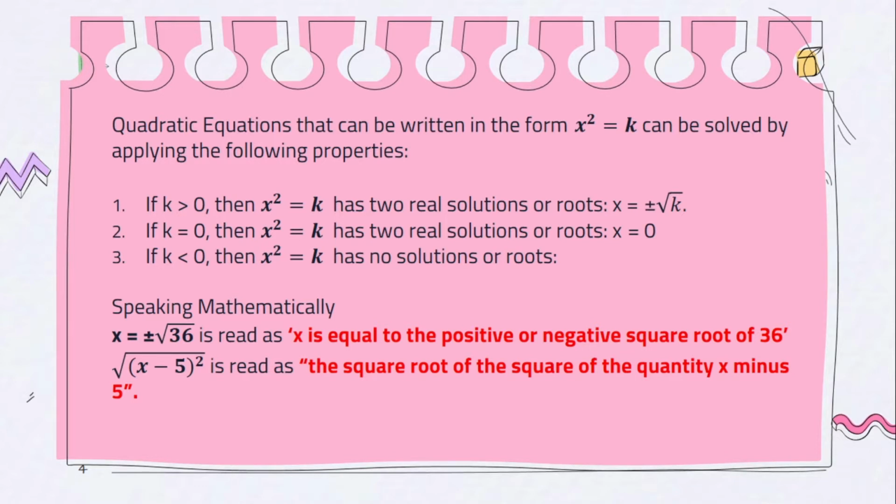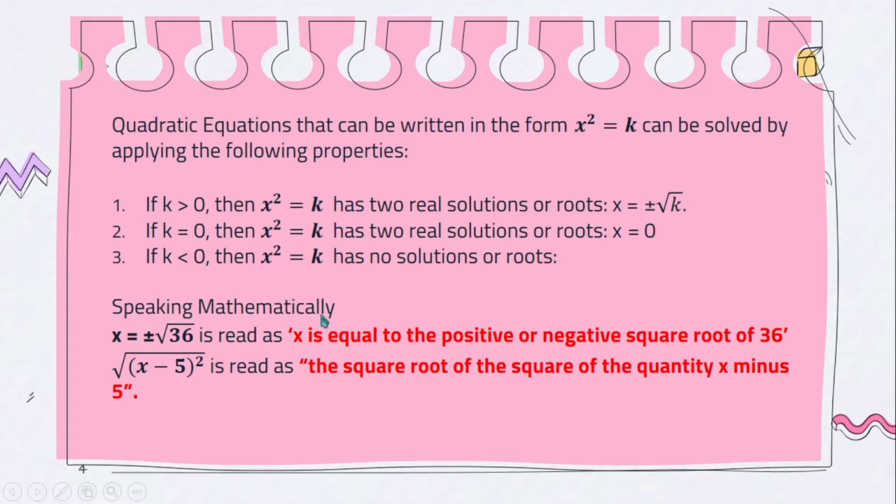Second, if k is equal to 0, x squared is equal to k has two solutions or roots, which is x is equal to 0. Last, third, if k is less than 0, then x squared is equal to k has no solutions or roots. Why? Because there is no real number that when squared gives a negative number. So we don't have a number that if we square it, the product is negative. So it has no solutions.